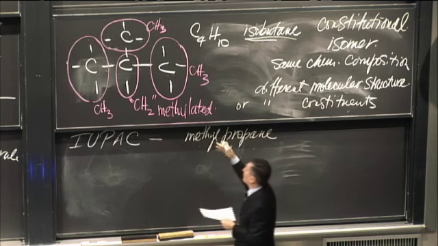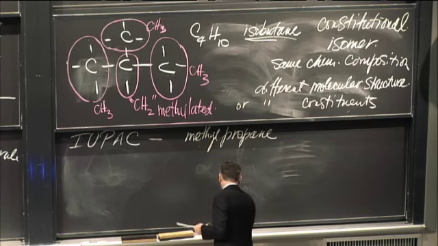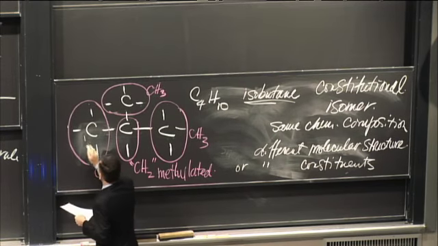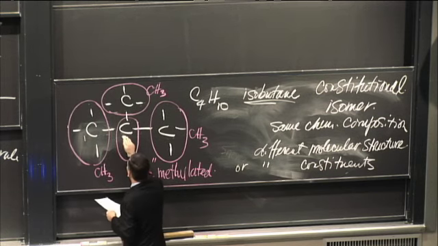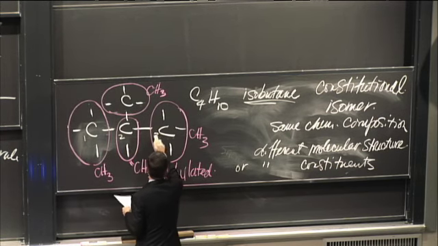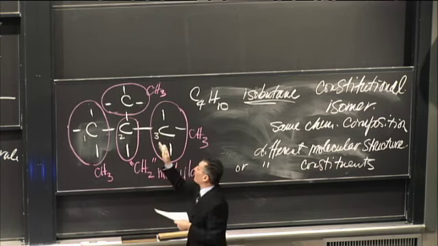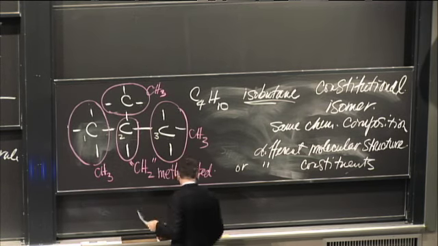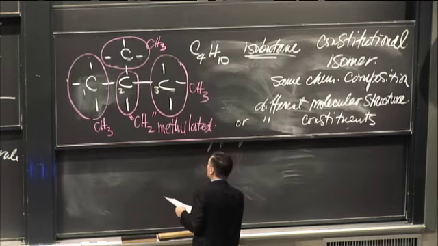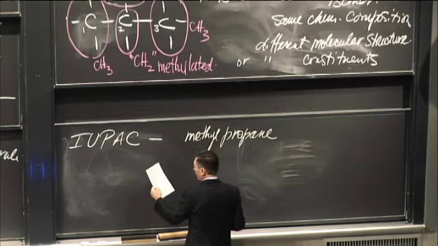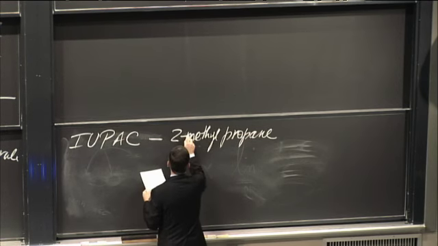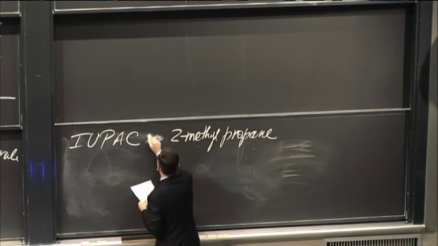And furthermore, if you want to get really pedantic, and IUPAC loves to get pedantic, what they'll do is they'll number these starting from left to right. So this is the number 1 carbon, this is the number 2 carbon, and this is the number 3 carbon. And the methyl group is pendant on the number 2 carbon. So if we want to get really, really pedantic, and who wouldn't on a Monday morning, what we would do is we would call this 2-methyl propane.